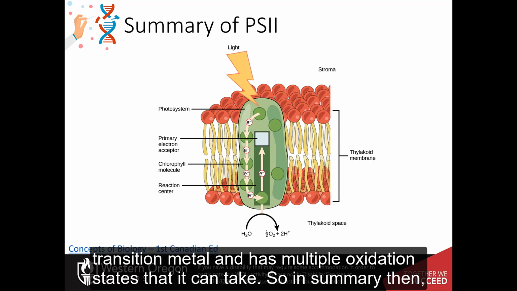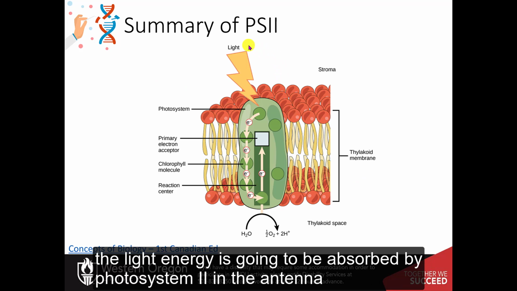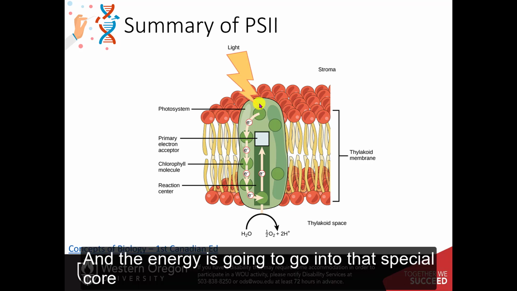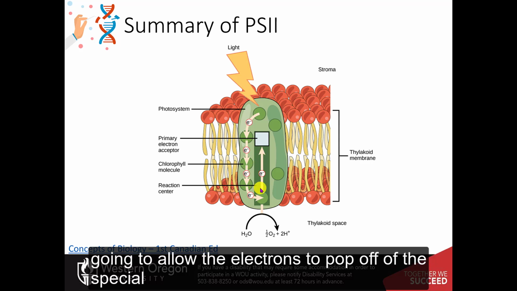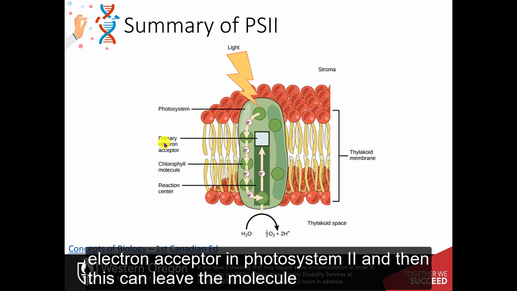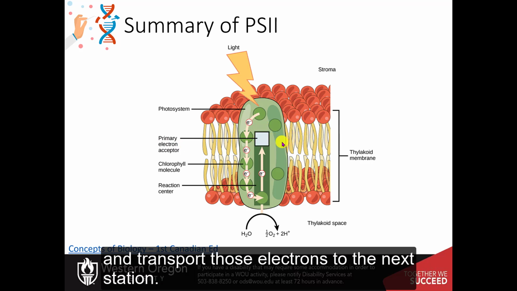So in summary then, the light energy is going to be absorbed by photosystem 2 in the antenna region. This is a very simplified diagram here. And the energy is going to go into that special core. It's going to allow the electron to pop off of the special chlorophyll molecules, gets transported to a molecule of quinone, which is our primary electron acceptor in photosystem 2. And then this can leave the molecule and transport those electrons to the next station.